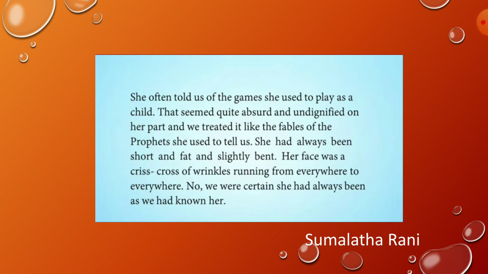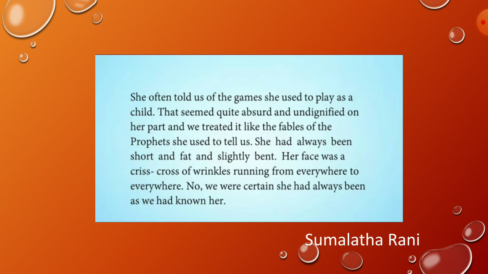She had always been short and fat and slightly bent. How was her appearance? How was she looking? She had always been short and fat and slightly bent. Her face was a crisscross of wrinkles running from everywhere to everywhere. Crisscross means a pattern of intersecting straight lines from here and there.